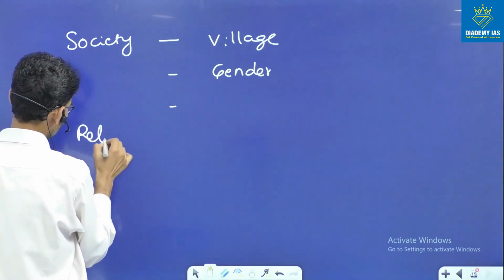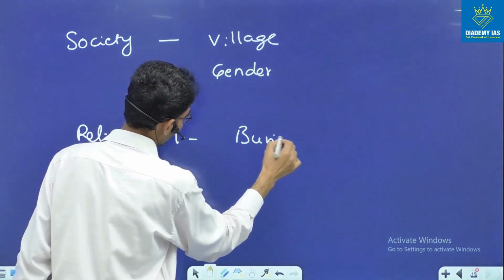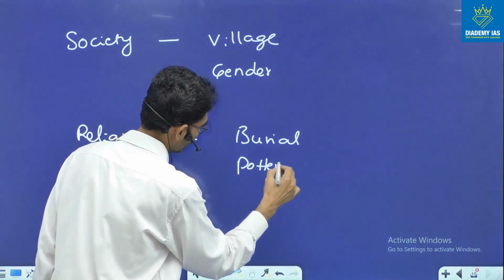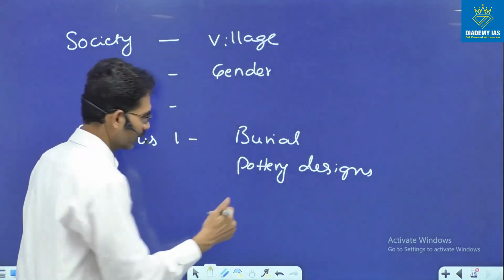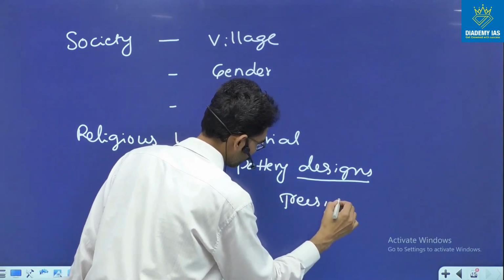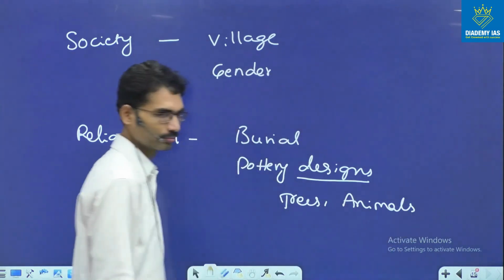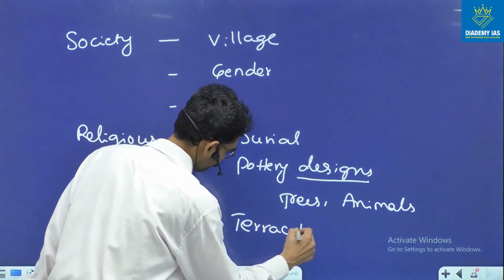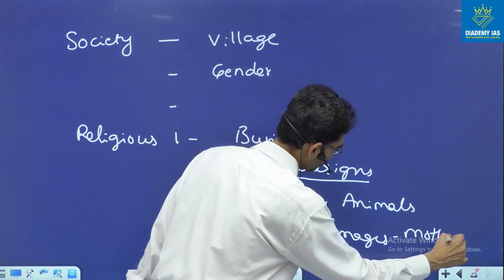When it comes to religious beliefs, burial practices, and on pottery some designs. They were designing on pottery, like some trees, some animals. And when it comes to terracotta images, Mother Goddess.